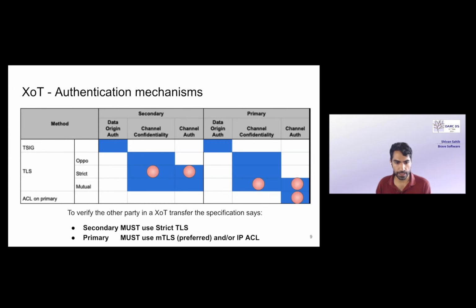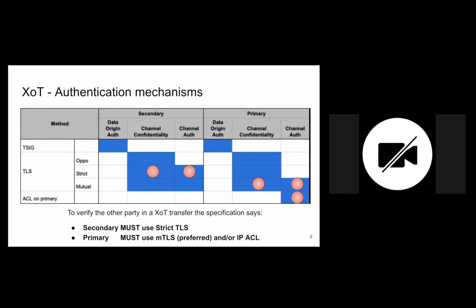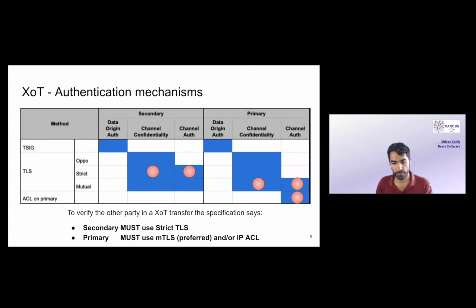And the draft mandates that the secondary must always use strict TLS, so you get channel confidentiality and authentication because the server is authenticated. But the primary can use mutual TLS, which is preferred. In that case, the client is also authenticated, and you get the confidentiality from the TLS session. But you can also use IP ACLs along with strict TLS.